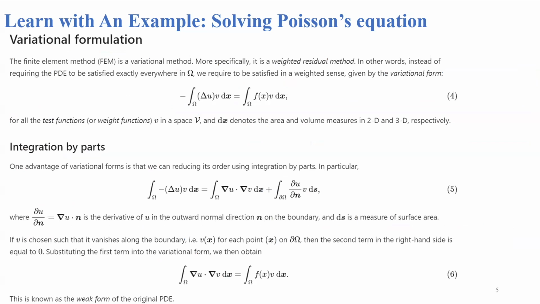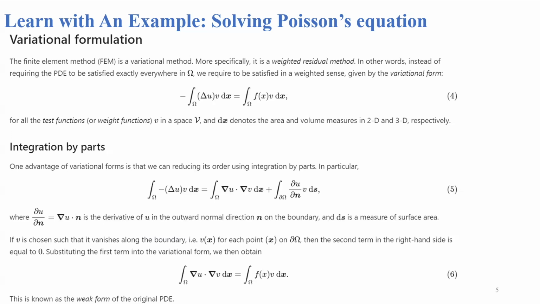Now we have the partial differential equation. Now the finite element is a variational method. What it basically means is, most specifically, it is a weighted residual method. So in other words, instead of requiring the PDE to be satisfied exactly everywhere, we require it to be satisfied in a weighted sense, given the variational form. We multiply the Laplacian of u with v, which is the test function, on both sides, where v is in a space capital V, and dx denotes the area and the volume in the 2D or 3D case.